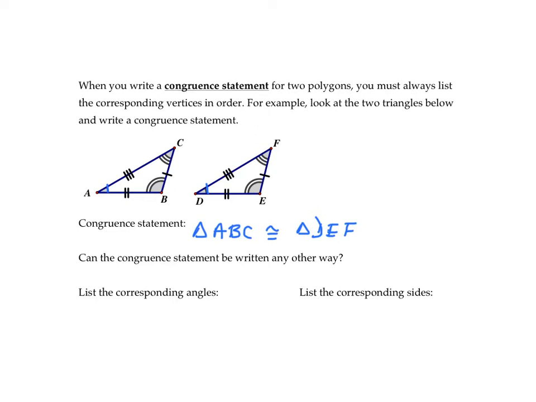So can the congruent statement be written in any other way? Yes, it can. It can be written, for example, as triangle CAB congruent to triangle FDE. So when you go to write your congruent statement, you have to be absolutely sure that the corresponding parts are congruent to each other.